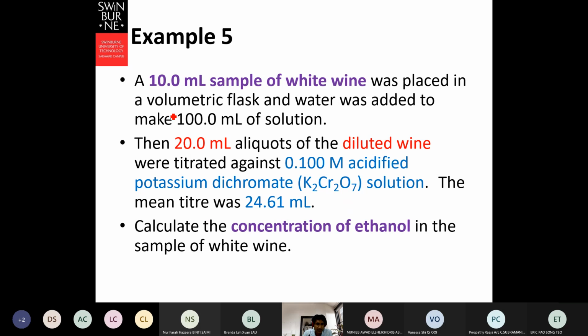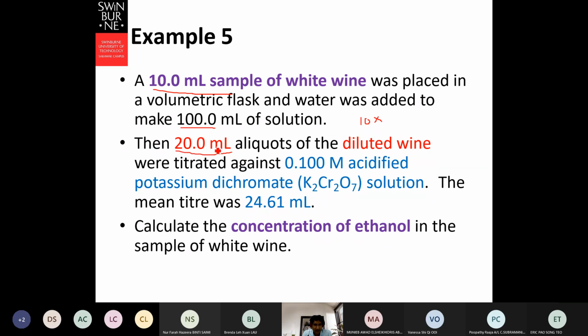Another example: a 10 milliliter sample of white wine was placed in a volumetric flask and water was added to make 100 milliliter of the solution. So again, 10 milliliter of wine was diluted to 100 milliliter. That means a 10 times dilution, 10x, was done.